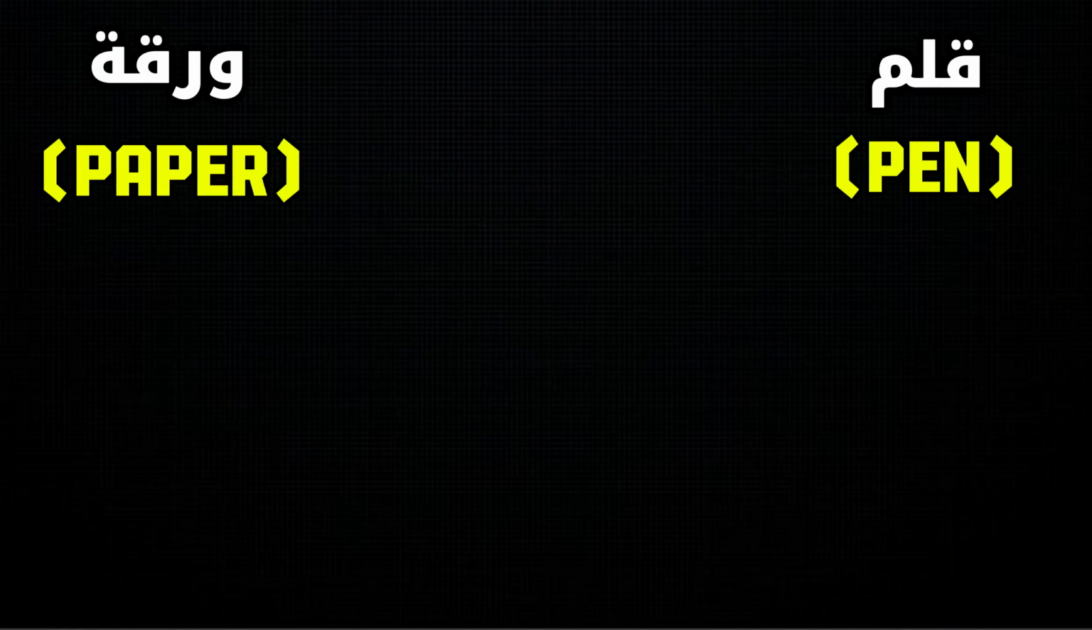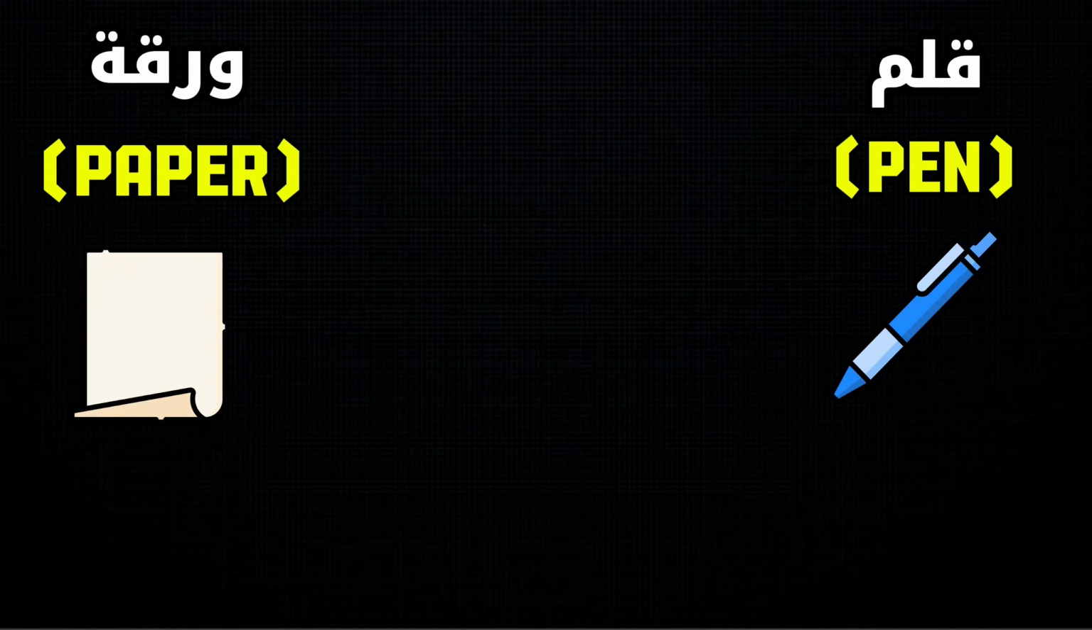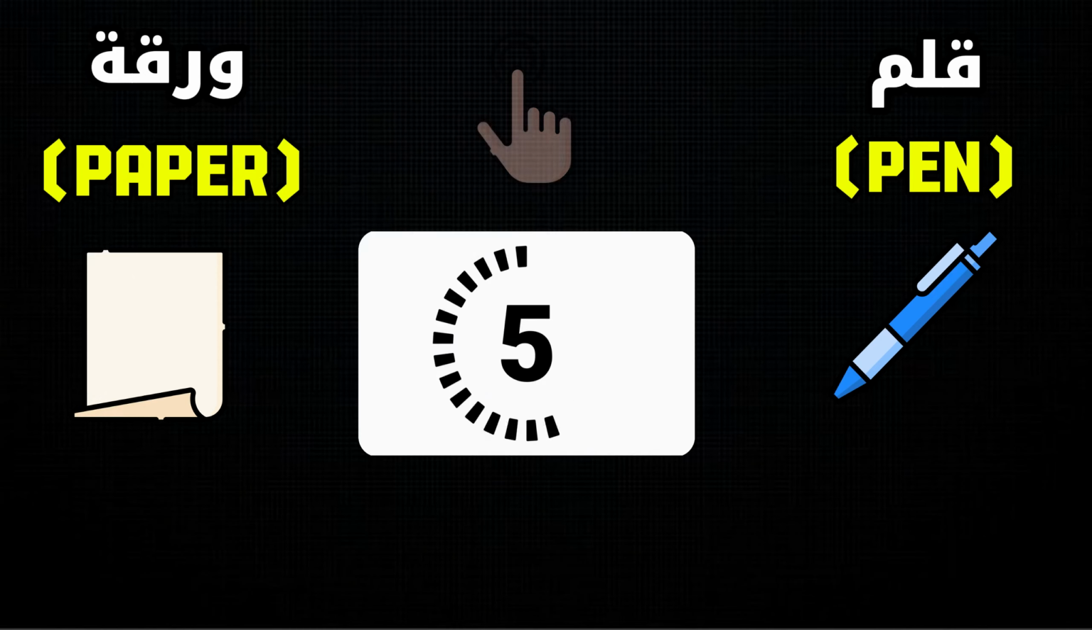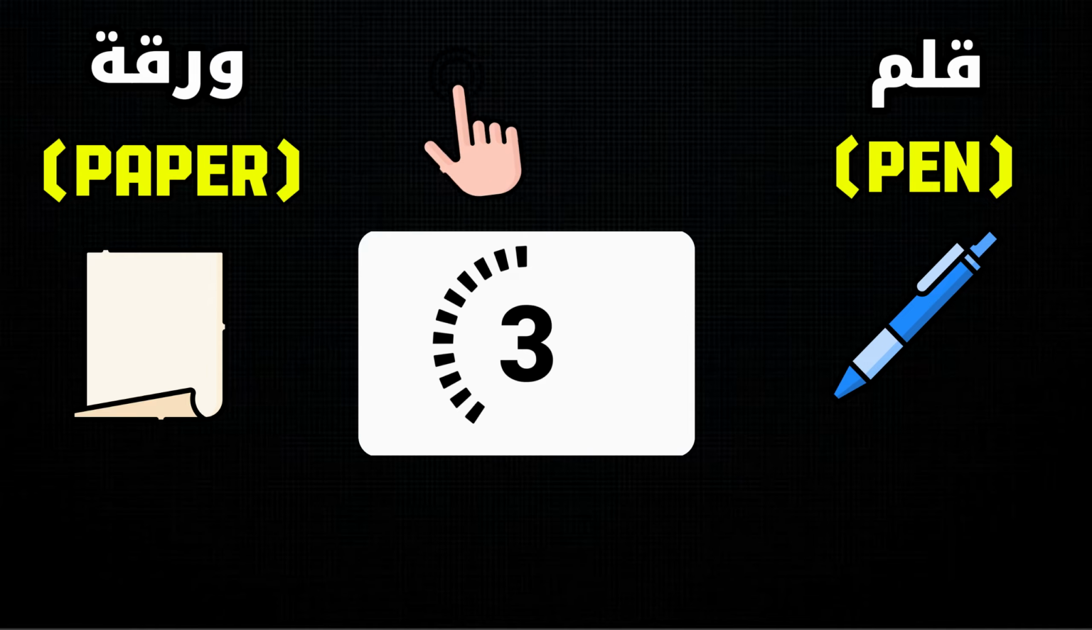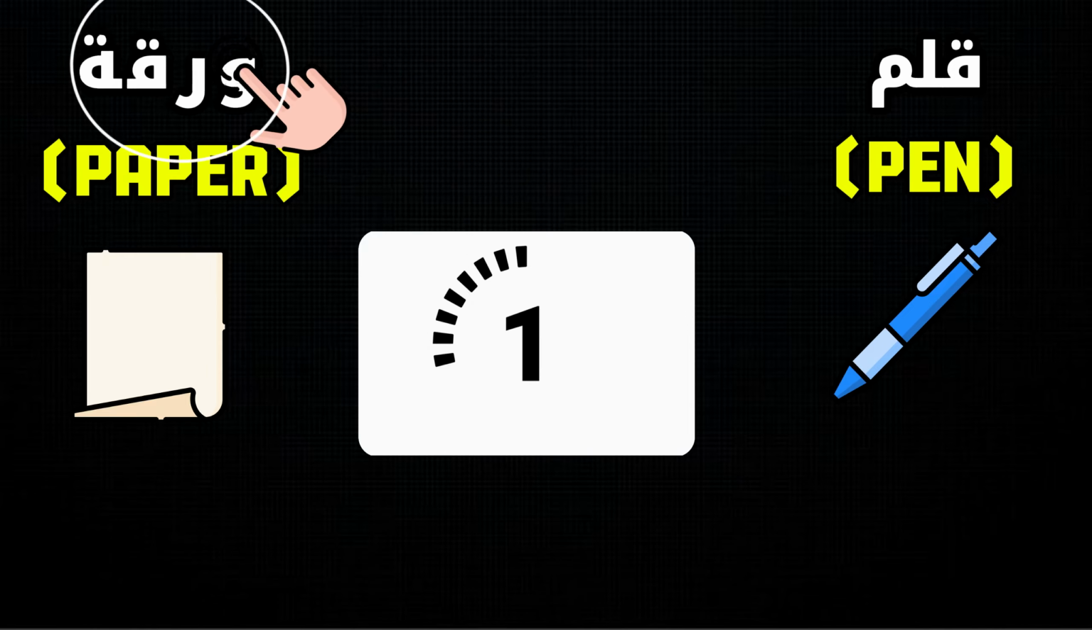قلم, ورقة, pen, paper. You know both, right? Let me give you 5 seconds to think. Which one is feminine? Exactly! ورقة ends with a ta marbuta, so it's feminine. قلم doesn't, so it's masculine.